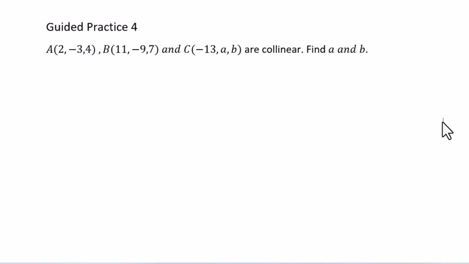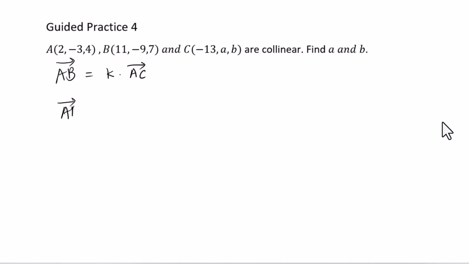Let's go to guided practice 4. We are given the coordinates of A, B, C are collinear. Find A and B. Collinear means vector AB equals K times vector AC.